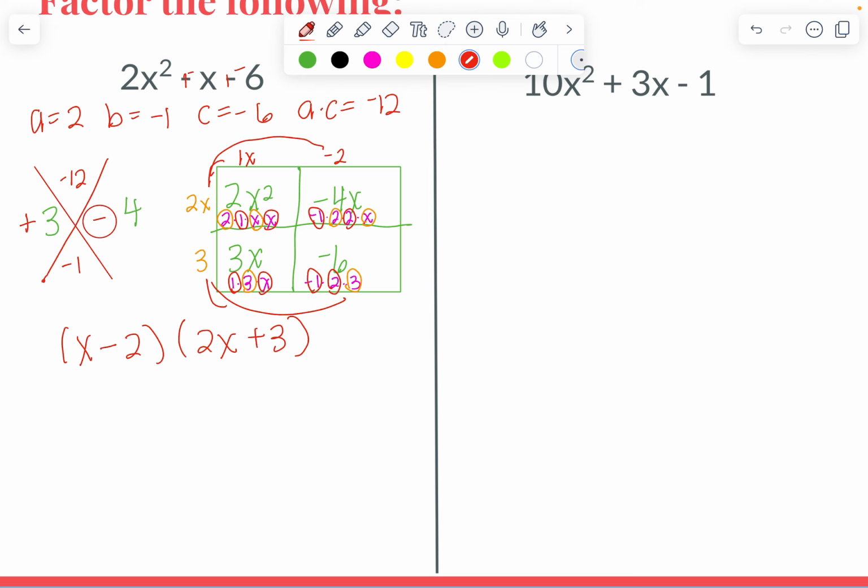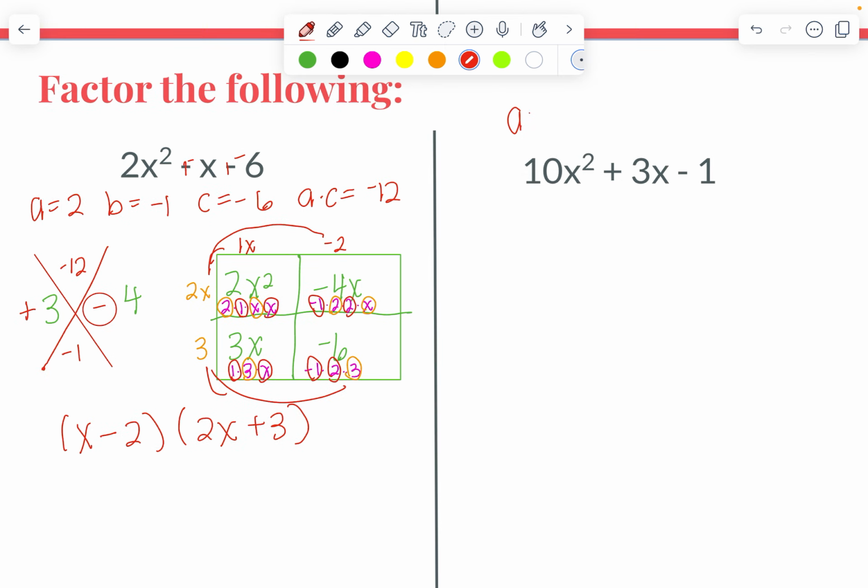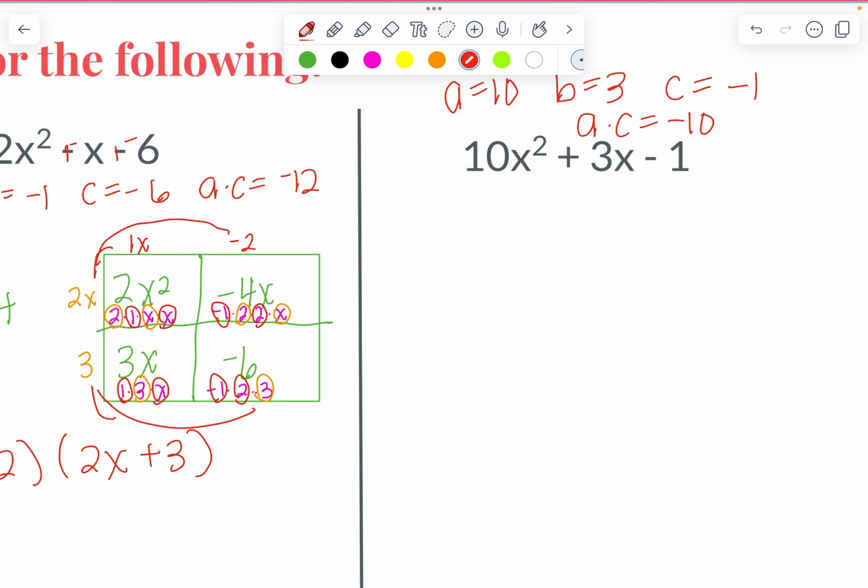All right, one more example. In this case, A is 10, B is 3, C is negative 1. So A times C is negative 10. So we're looking then for two numbers that are going to multiply to give me negative 10 and add to give me 3. I know I have a positive and a negative. Once I have my signs, I can just look for two numbers that multiply to 10 and subtract to 3, since one's positive and one's negative. Those numbers are 5 and negative 2.